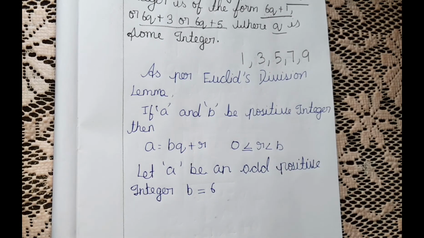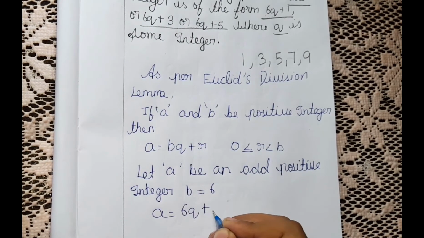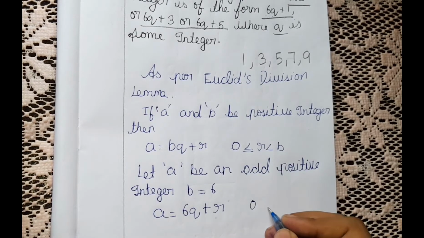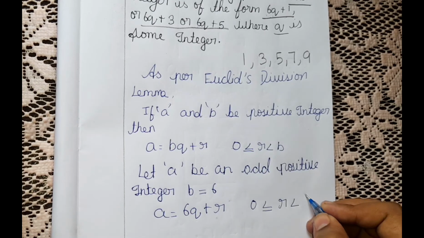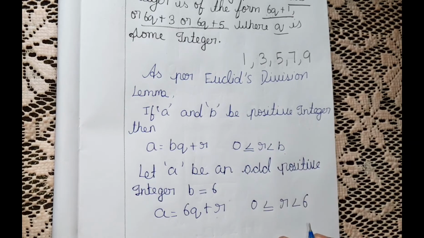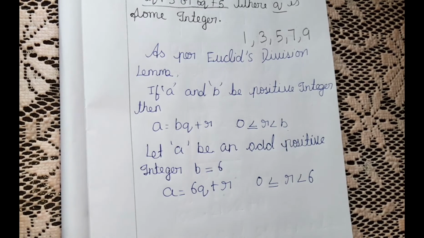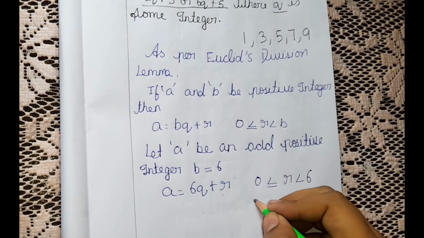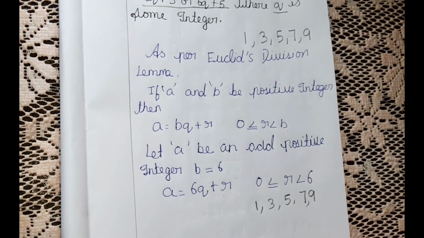Now let's write a is equal to 6 into q plus r, where 0 is less than or equal to r and r is less than 6. Why? Because here also we have b, that means we should put 6. Am I right? That's why we took 6. Okay guys, in this we have certain rules. The rules are about 1, 3, 5, 7 and 9. Do you guys know what these are? These are odd numbers.